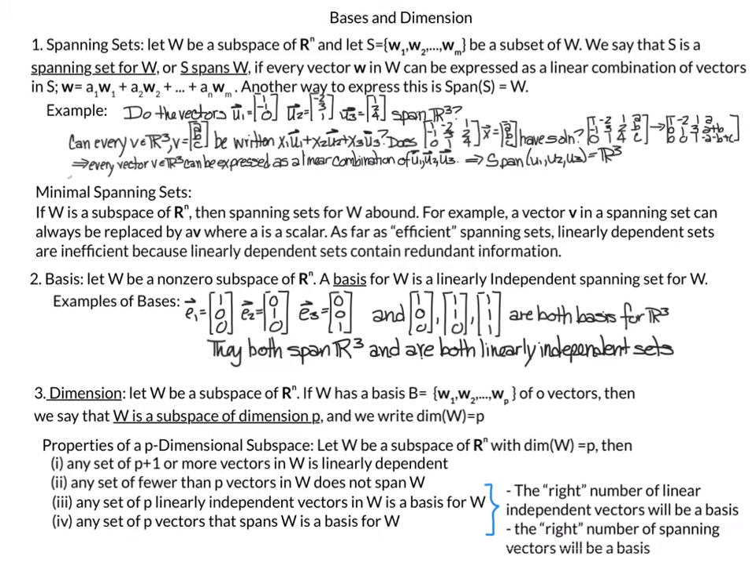And then last, we'll talk about dimension, which is simply if you have a vector space W and you have a basis that has P vectors in it, then the dimension of W is equal to P. And we have this very useful theorem that says if you have P linearly independent vectors, then they are a basis for W. And if you have P vectors that span W, then those vectors are a basis for W. These two parts of the property just mean if you know the dimension is equal to P, then the right number of linearly independent vectors will be a basis, and the right number of spanning vectors is also a basis.